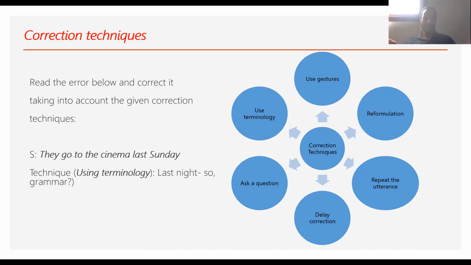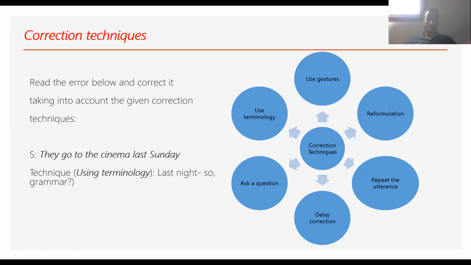Play or played? Like this. Or use terminology: grammar or tense, present continuous or simple past. You see my point? So all these are the techniques that you can use with students so as to have them correct. You start with self-correction, peer correction, then you can use all these techniques.